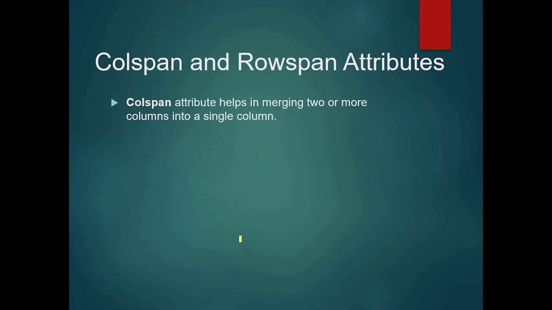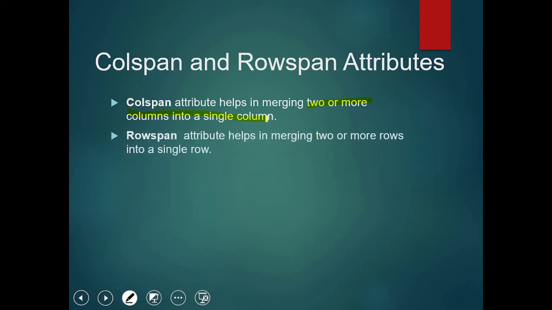Colspan attribute helps in merging two or more columns into a single column. Same as the work of rowspan, it will be merging two or more rows into a single row.